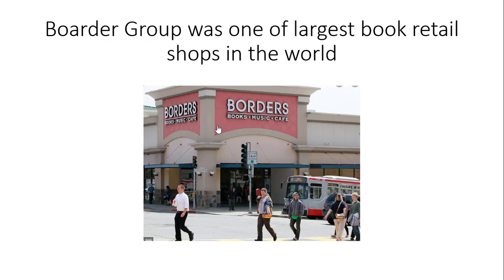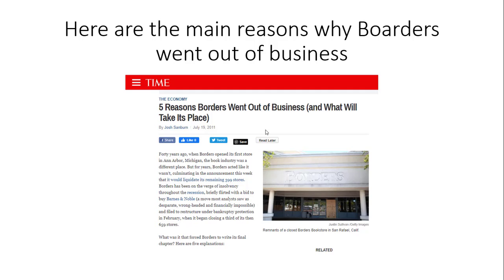I'm not sure if anyone has heard about Borders, but they were quite big. Borders is one of the largest book retailers in the world. They hired a lot of people, nearly 20,000 employees, which is really large. But now Borders is not there anymore, and they went bankrupt. A company like that went bankrupt.